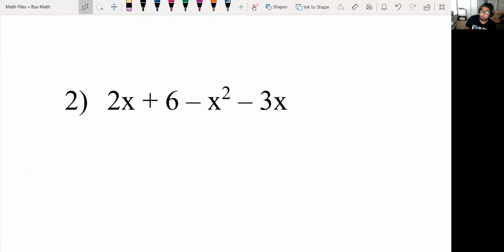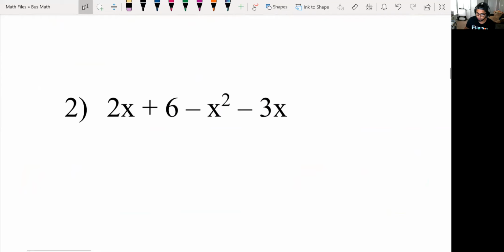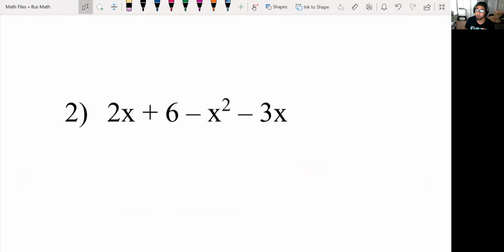All right. 2x plus 6 minus x squared minus 3x. From this, I can see there are no greatest common factors at all. This is just something you have to notice, right? You have 2, 6, 1, negative 3, nothing. x, no x. No greatest common factor out of the whole thing, which means proceed to factor by grouping.